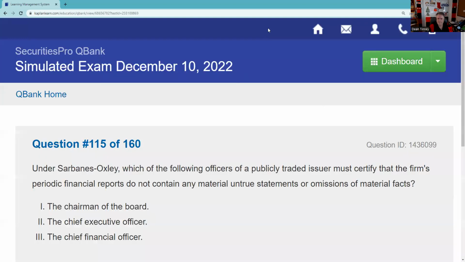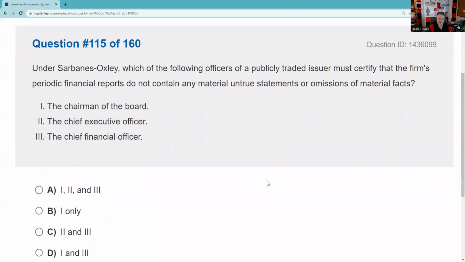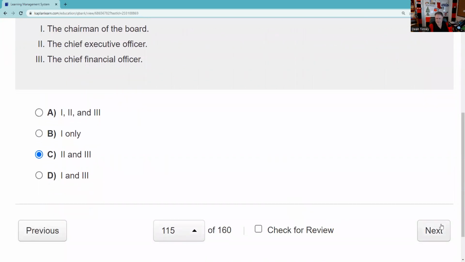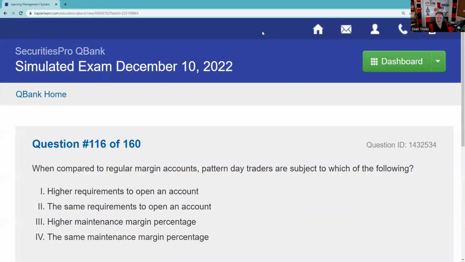115. Under Sarbanes-Oxley, which of the following officers of a publicly traded issuer certifies the firm's periodic financial reports? That's the 10-Qs and the 10-K. They do not contain any material untrue statements or omissions of material facts. The chairman of the board isn't really involved day to day in the business, so it's going to be the people running the business, the CEO and the CFO. It is 2 and 3. Question 116.